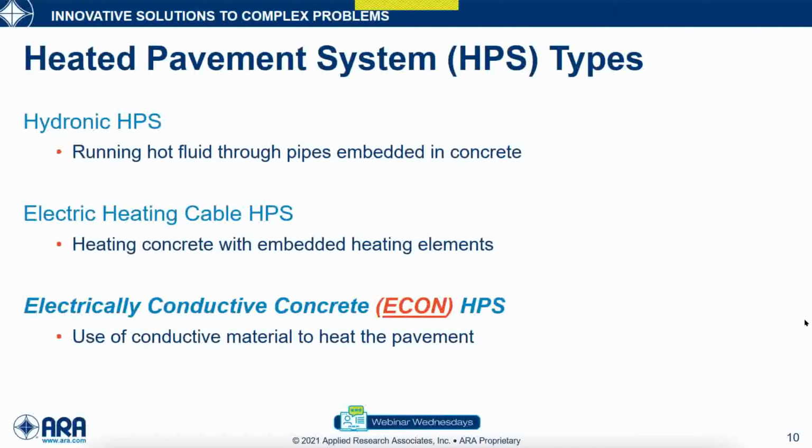And this works by adding conductive material to the normal concrete to improve its conductivity. And then we place electrodes to allow electrical current to pass through the material, and then heat is generated. We will talk more about it in detail, and the rest of my presentation is going to focus only on the ECON system.